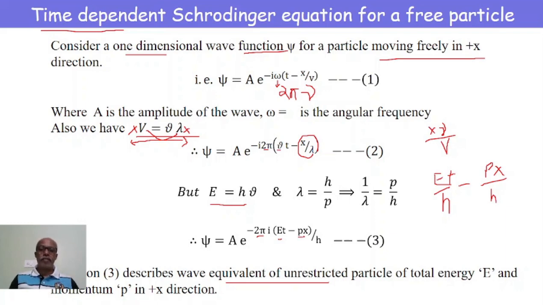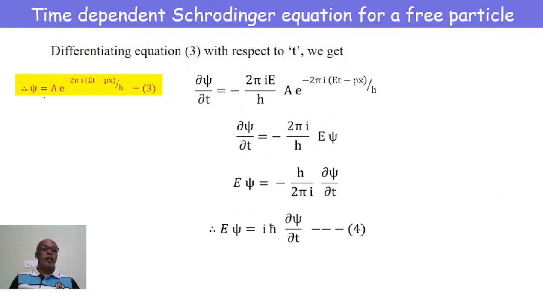Now let us differentiate this equation 3 with respect to t once and x twice. So let us see how it is differentiated in the next slides. Now, here we have equation 3. We are differentiating this equation 3 with respect to time once.